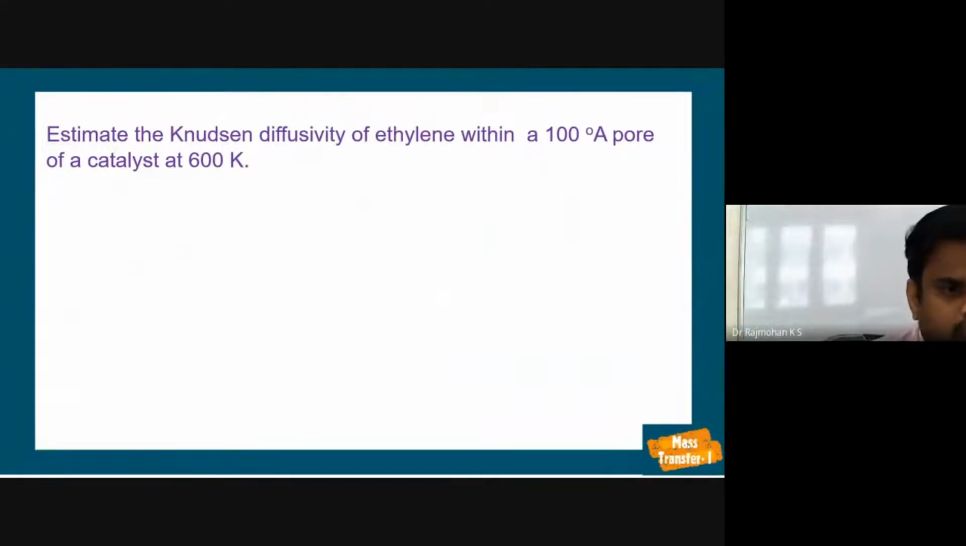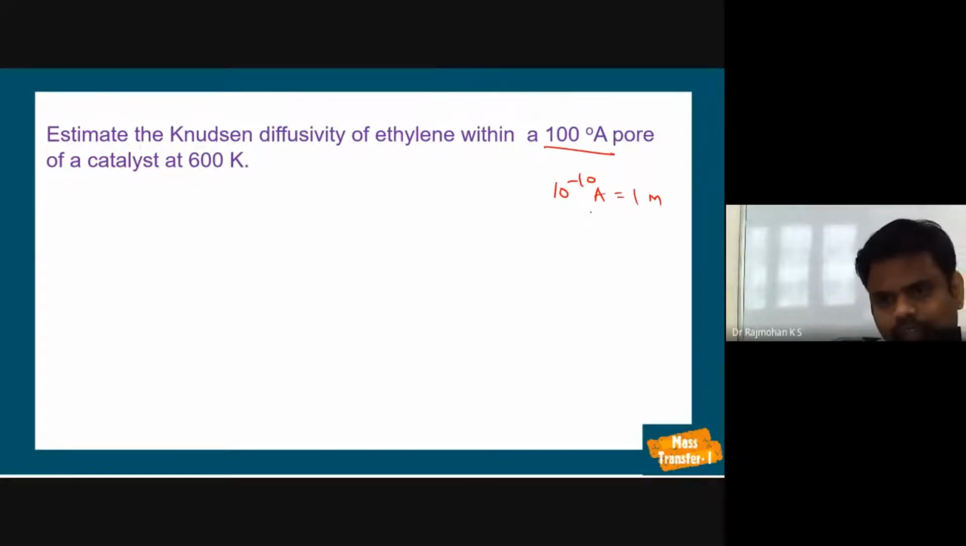Okay, take down this problem. Estimate the Knudsen diffusivity of ethylene within a 100 Angstrom pore of a catalyst at 600 Kelvin. So 100 Angstrom means, we know that 10 power minus 10 Angstrom is equal to 1 meter. 10 power minus 9 is nanometers, 10 power minus 6 is micrometers, Angstrom is 10 power minus 10.